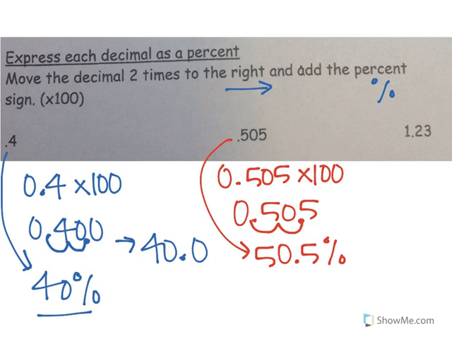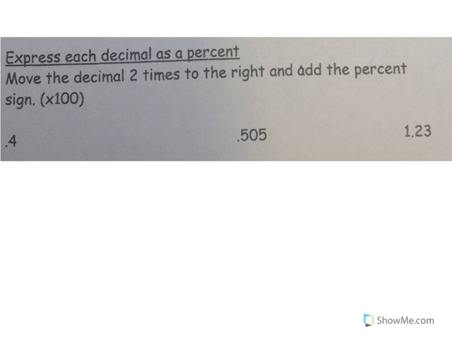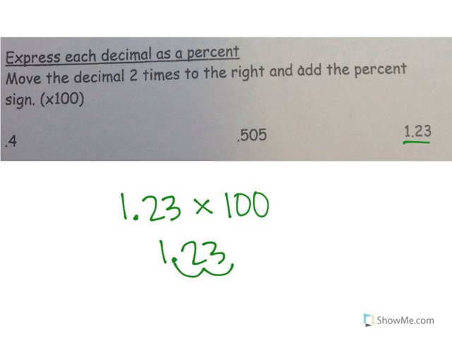Now I'm running out of room, so I'm going to go ahead and clear all my ink. I'm just going to do this last one right here. So 1.23, written as a percent, I need to multiply by 100. And when I do that, the decimal point gets moved twice to the right, which equals 123. We add the percent sign, and 1 and 23 hundredths is equivalent to 123%.